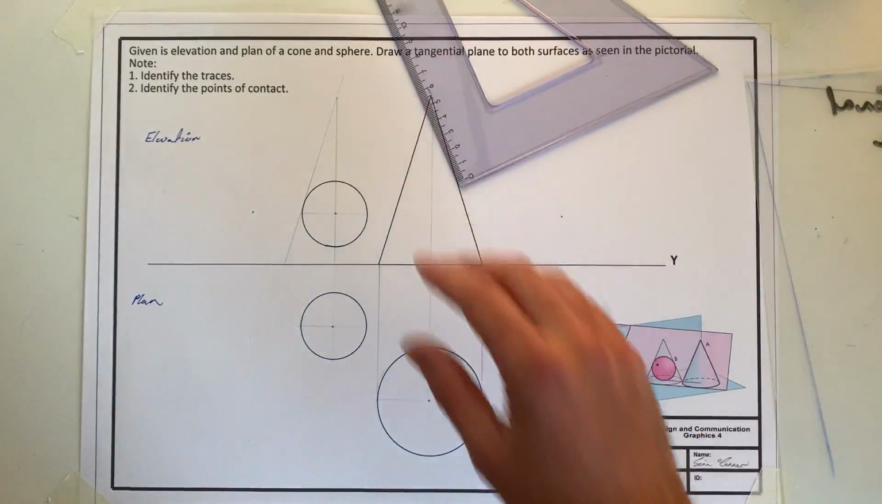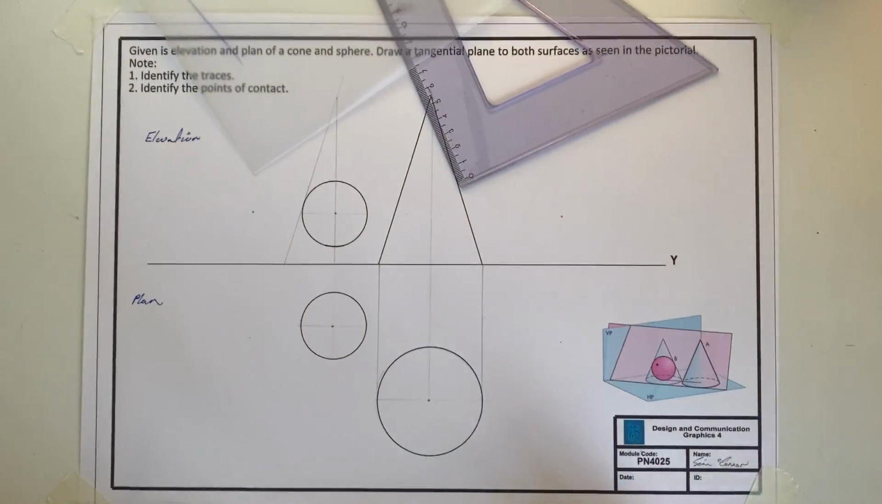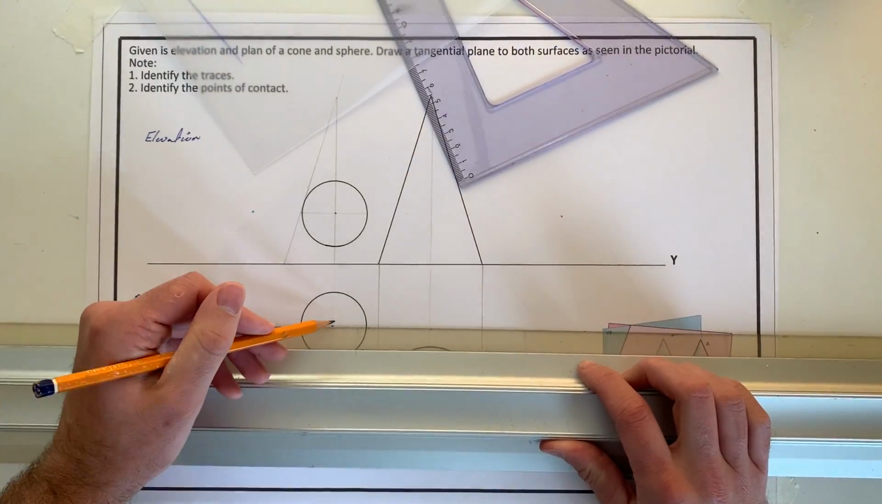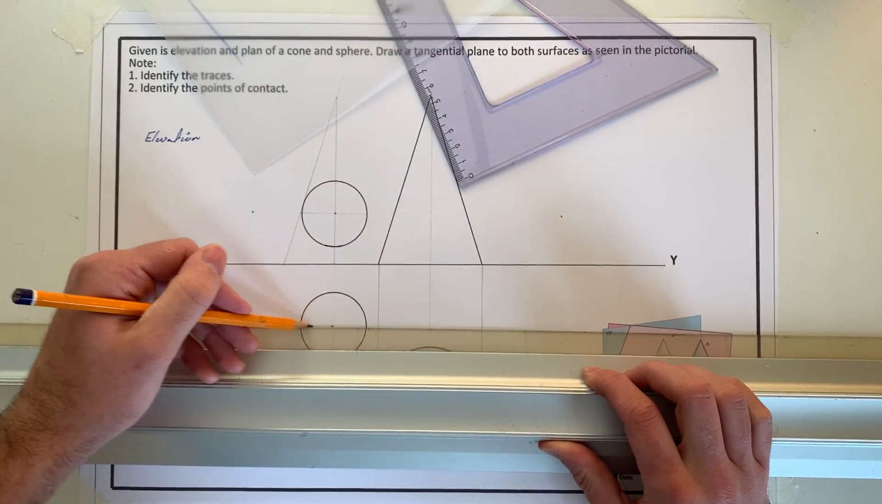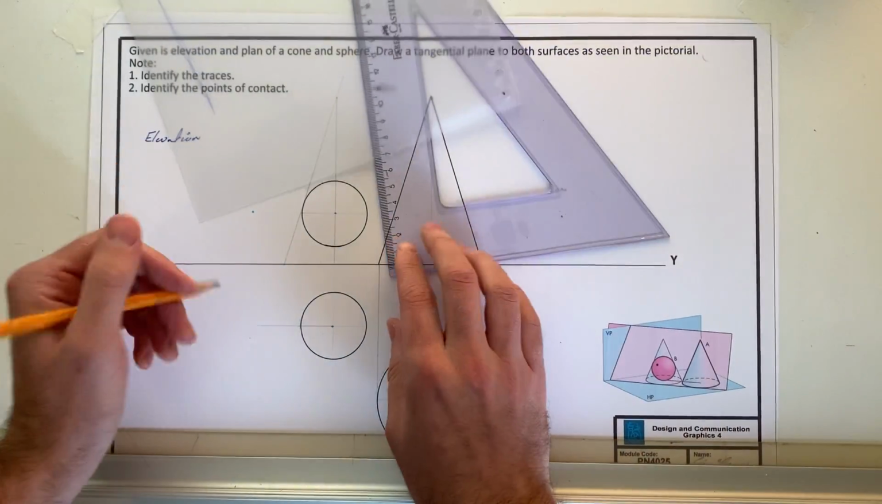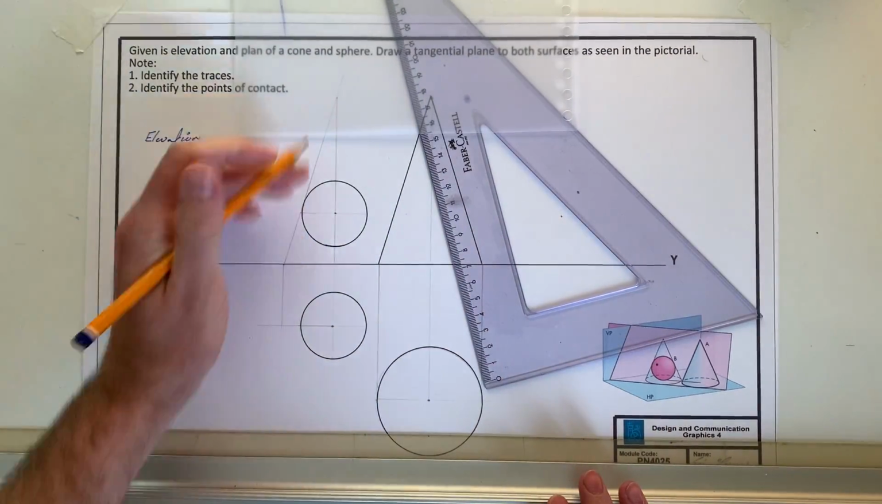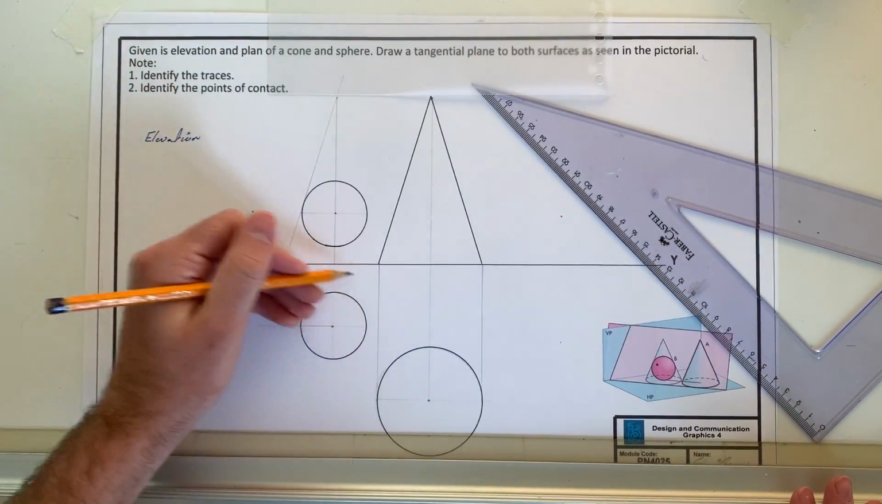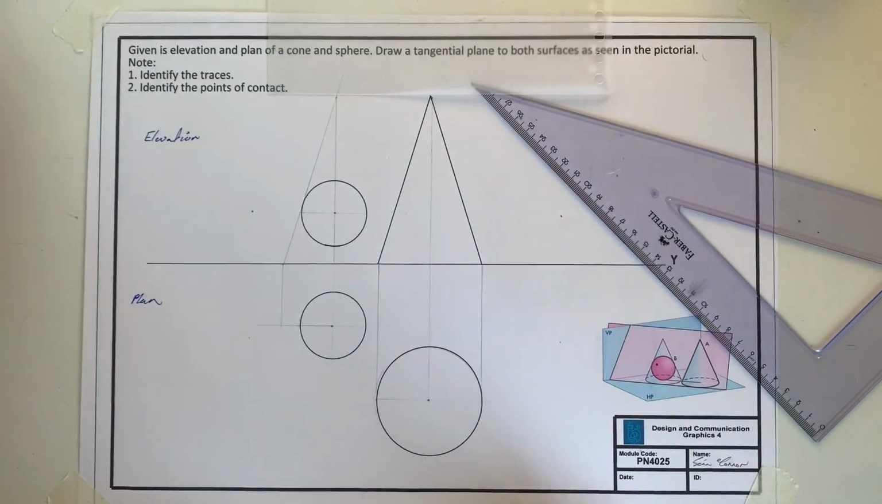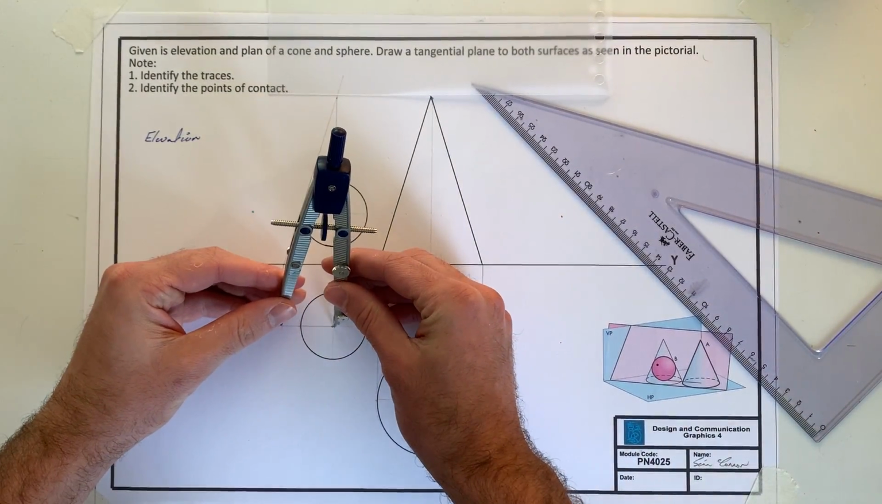So all I need to do then is extend the side of my sphere across like so in plan, and drop down the side to draw that base circle of this cone below here in plan. Now remember, this is all construction.